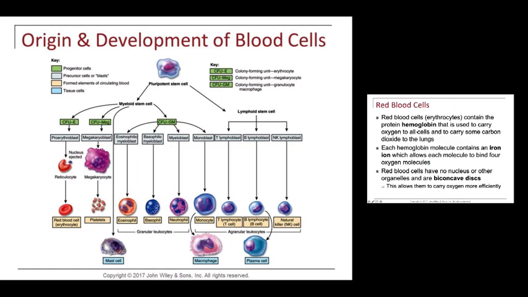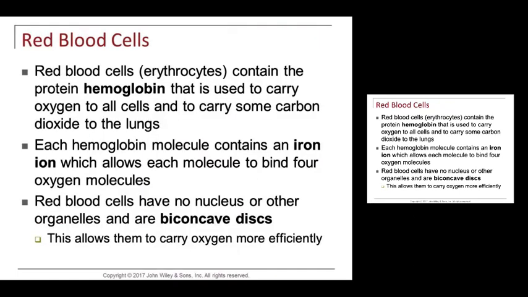Okay. The red blood cell, erythrocyte, contains that protein called hemoglobin. It's used to carry oxygen, and it's used to carry nitric oxide and carbon dioxide. So it's there to bind to gases, okay, and carry them to different tissues. Each hemoglobin molecule contains an iron ion, which allows each molecule to bind to 4 oxygens. Red blood cells, we said, are biconcave.